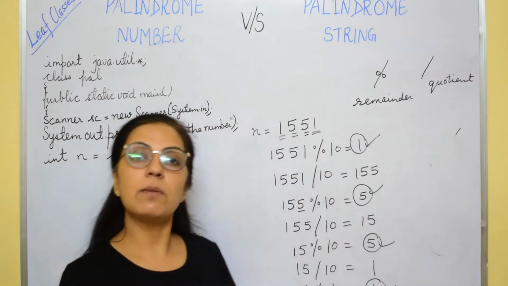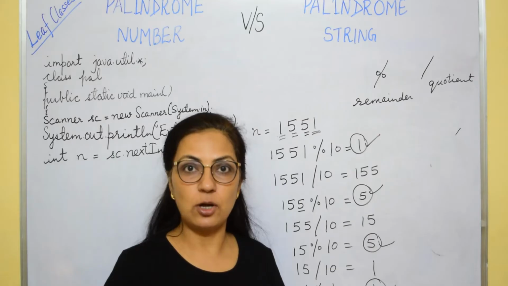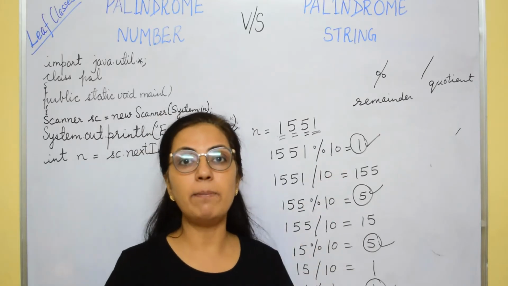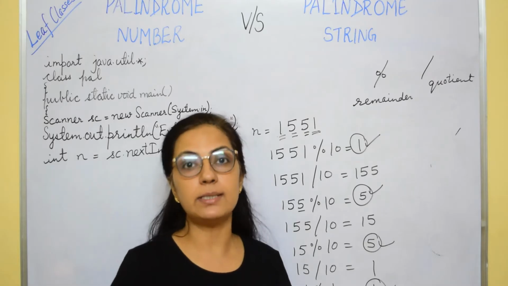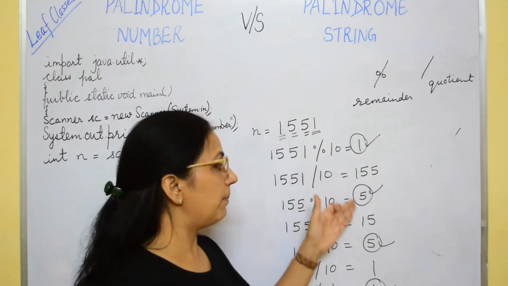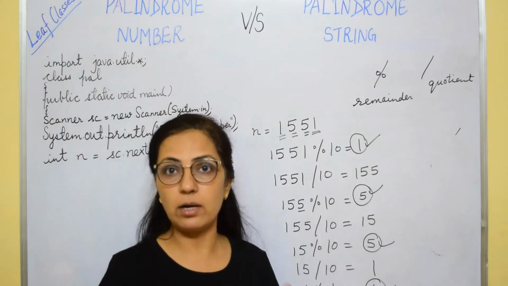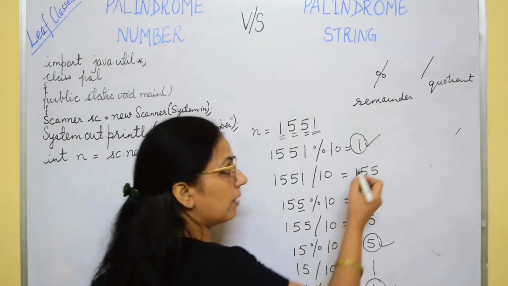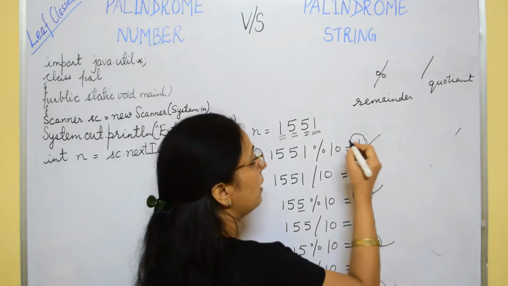1551 using modulus and slash operator. Now you are getting all these digits one by one. Now how will you reverse them? The main question is reversing. We cannot add them. 1 plus 5 plus 5 plus 1 will not give us the reverse of the entered number. We want the reverse. So how will we do that?